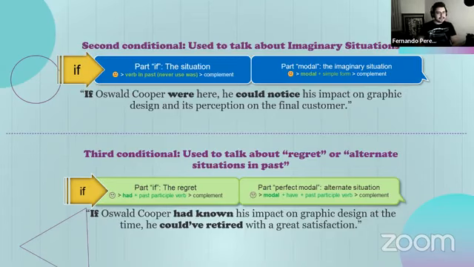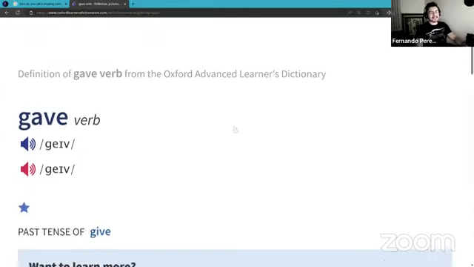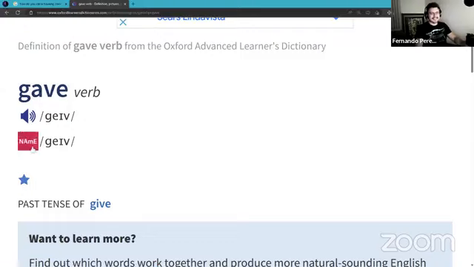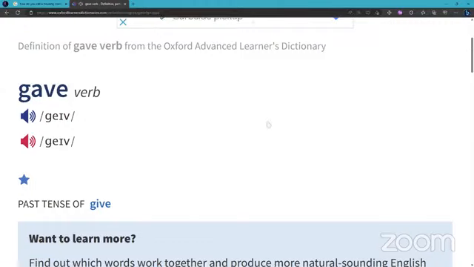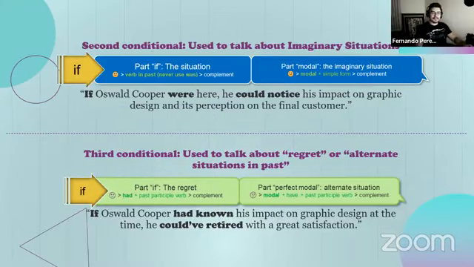What is the past of give? I try to remember the past. You remember the spelling, but not the pronunciation. Gave. Yes, they gave me the feedback. That's so sad.